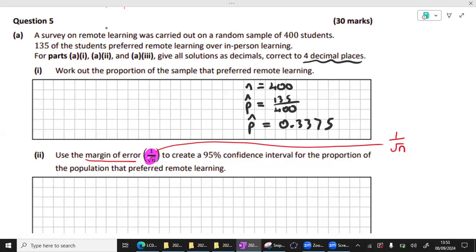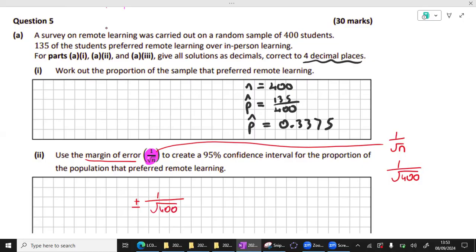So at ordinary level, instead of doing the plus minus 1.96 root of P hat (1 minus P hat) over N, they just use 1 over the root of N. It's not as accurate, but it gives you a rough idea. So they're basically saying you're to use this to do your calculation. So we want to use the margin to do that. Okay, so we're going to do plus or minus 1 over the root of 400.